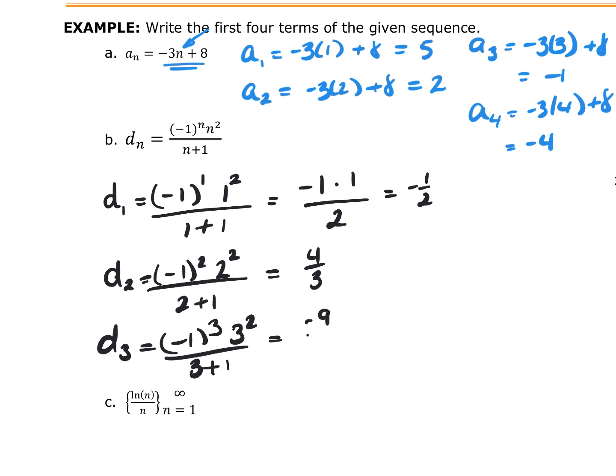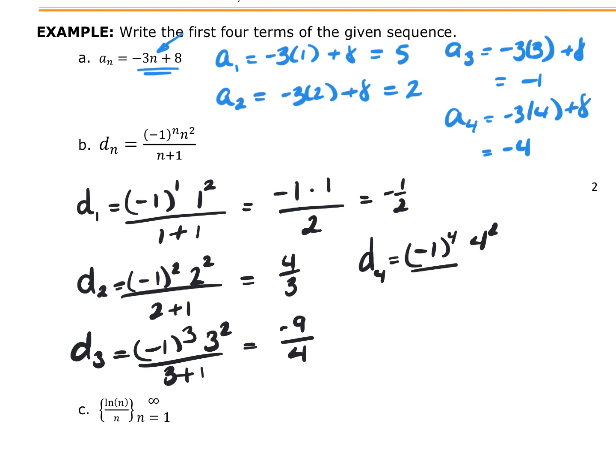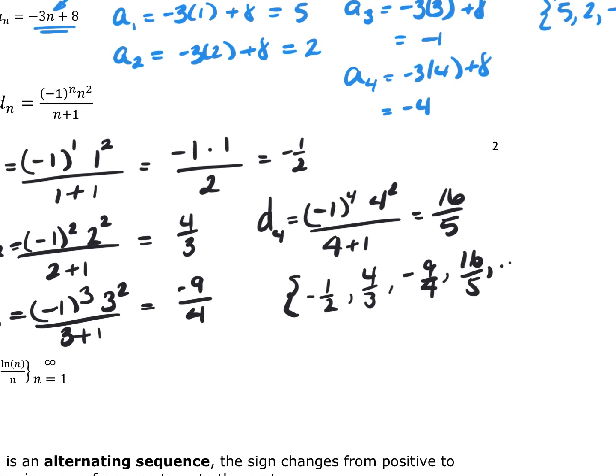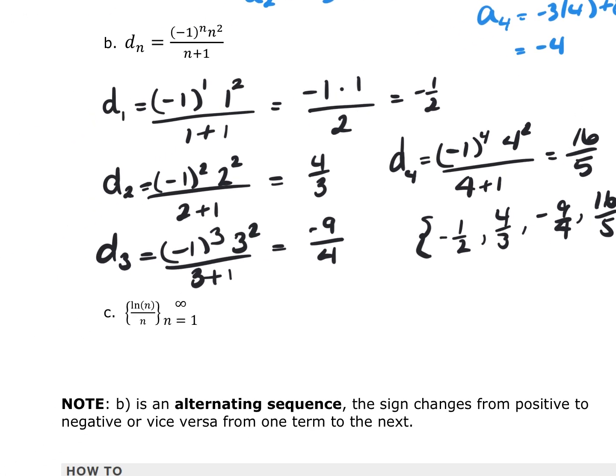So I have negative 9 in the numerator, and then I have 4 in the denominator. And then my fourth and final term, d sub 4, would be negative 1 raised to the 4th, 4 squared over 4 plus 1. So this is going to give me a positive 16 over 5. And again, I can denote the sequence as negative 1/2, comma, 4/3, comma, negative 9 over 4, 16 over 5, and so on. Now we would call this an alternating sequence because I'm alternating between a positive and a negative. So this is an alternating sequence.